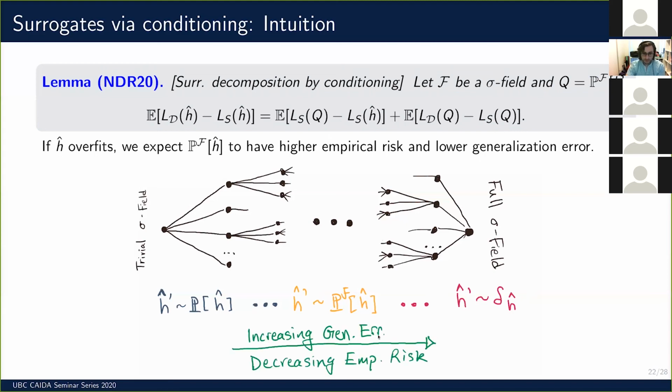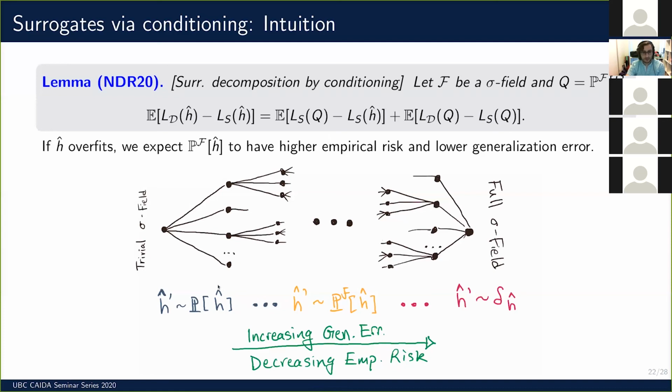And the story here is that as we move from conditioning on nothing towards conditioning on everything, we're going to increase the generalization error and decrease the empirical risk. And the intuitive explanation as to why that's the case is that at this extreme, there's only one unconditional law of the learned hypothesis. And so there's only one element in our surrogate hypothesis class when we've conditioned on nothing.